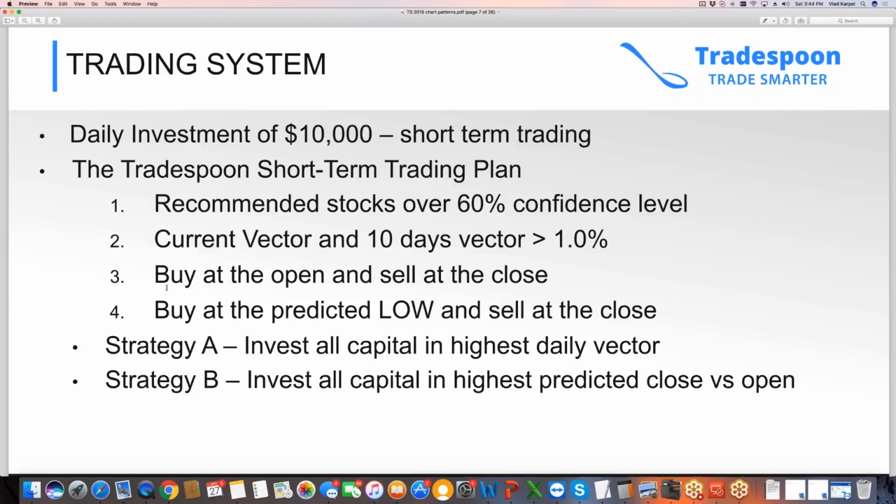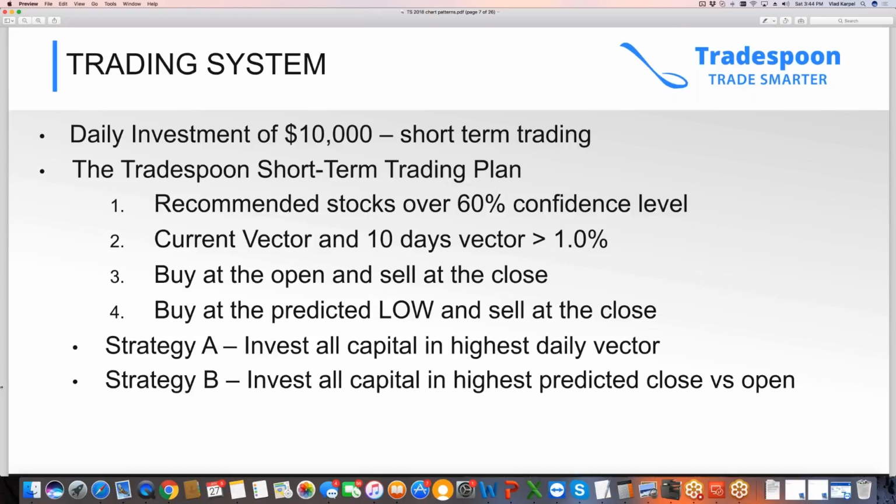Before we get into the specifics of the chart patterns, it's very important to have a trading system. So at Tradespoon, we do both day trading and longer-term trading, swing trading, and trend trading. For day trading and swing trading, we constantly build backtesting, and we're looking at the results of our signals and what the returns would be if we follow our trading plan.